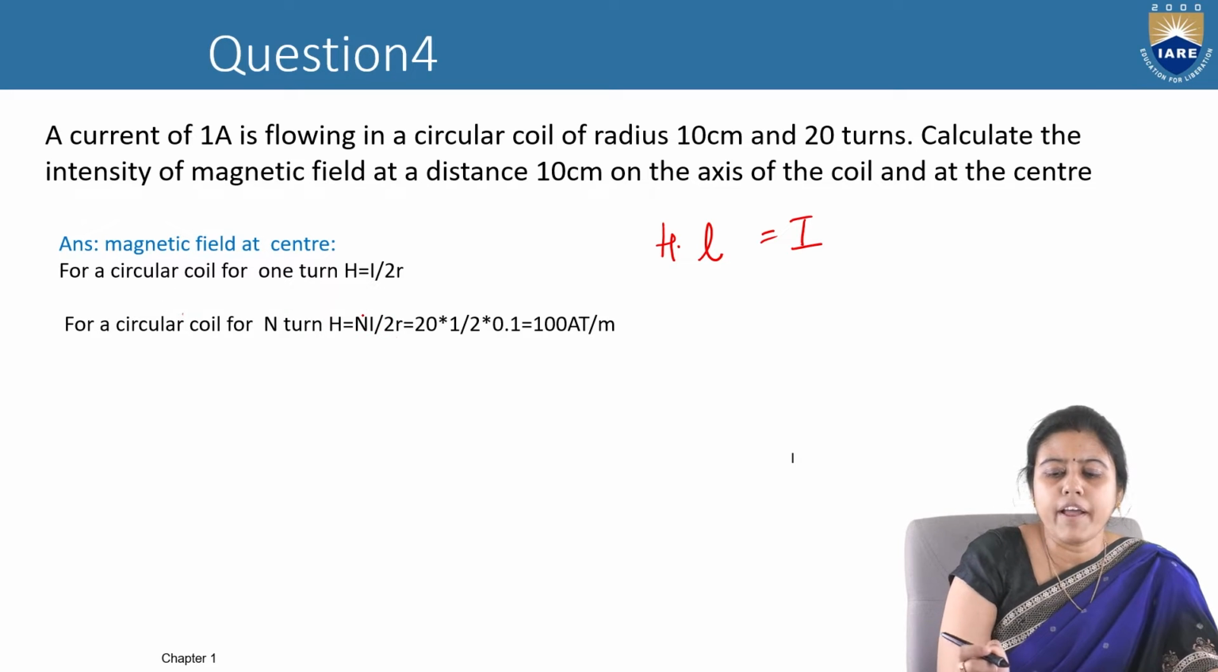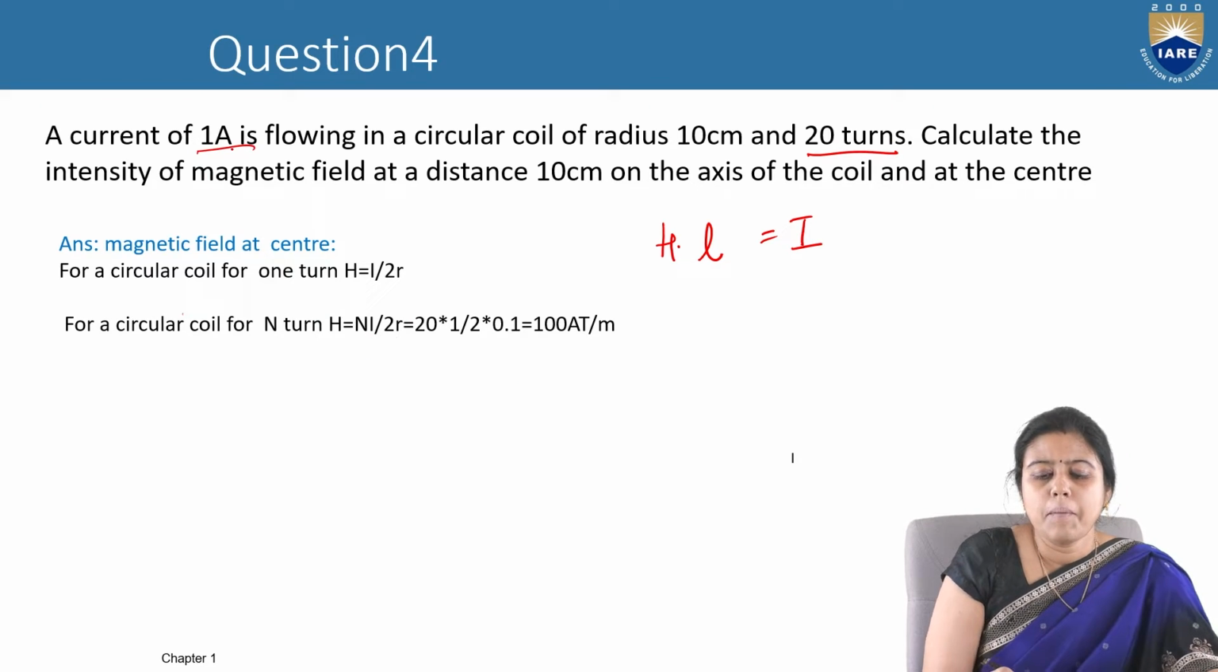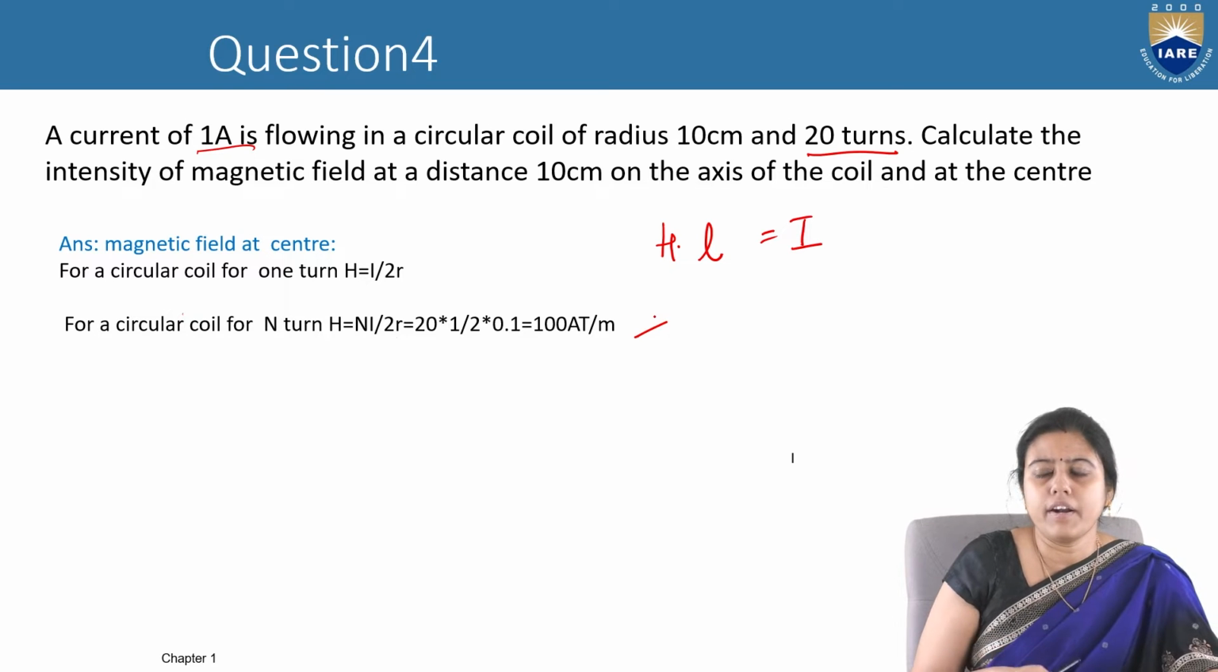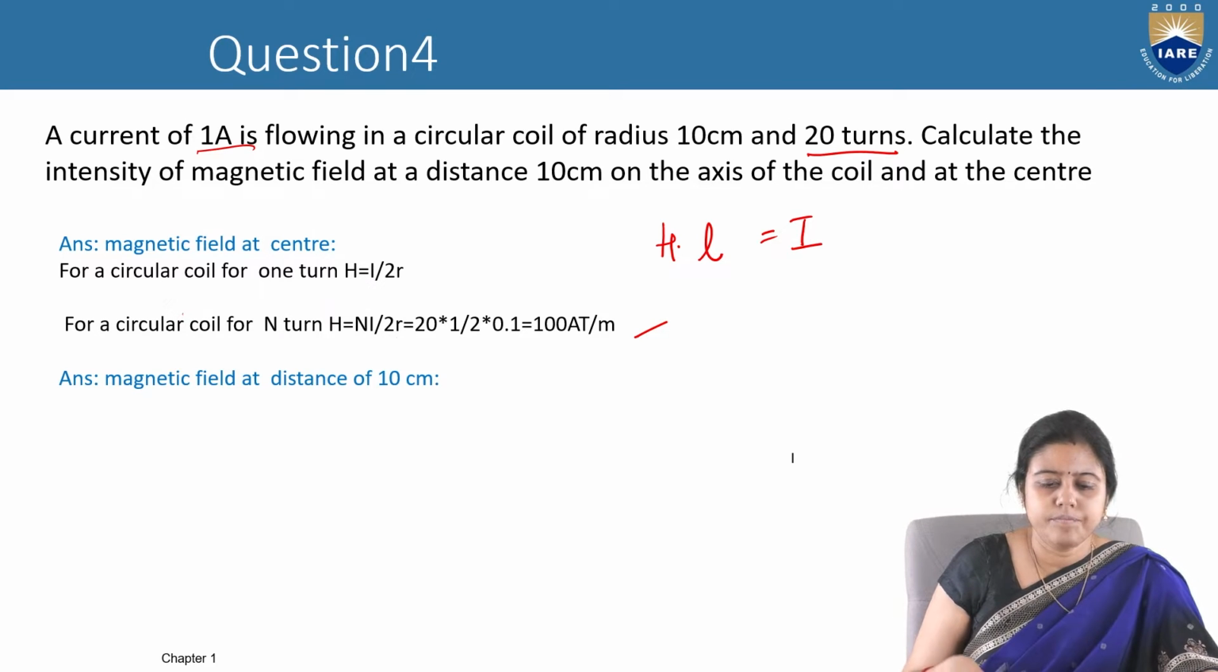So what is the value of N? It is 20 turns. What is the value of the current? Current is 1 amp, by 2R. What is 2R? 2 into 0.1. So we will get the value 100 ampere turns per meter.